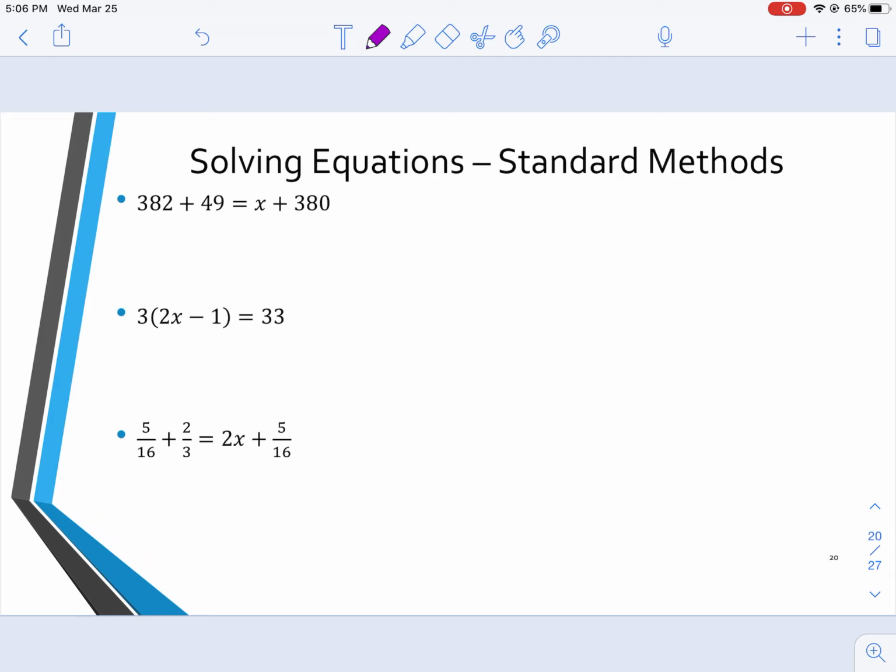So let's just take a look at 3 equations and solve them using probably standard techniques that you've done yourself. Again, I'd encourage you to pause it and complete these 3 on your own, and then skip to the end if you're good to go.